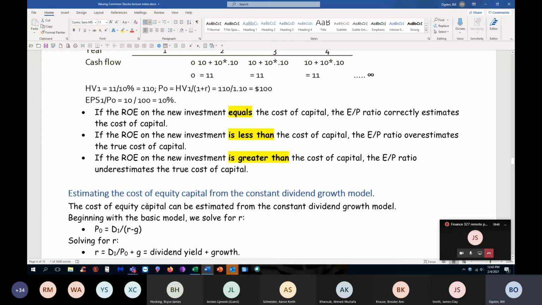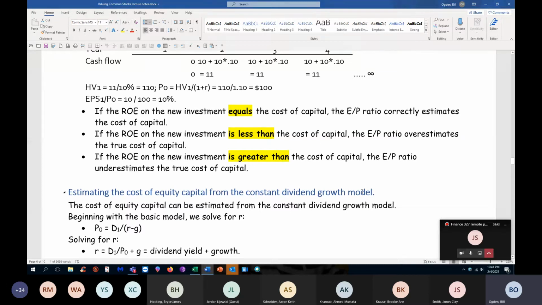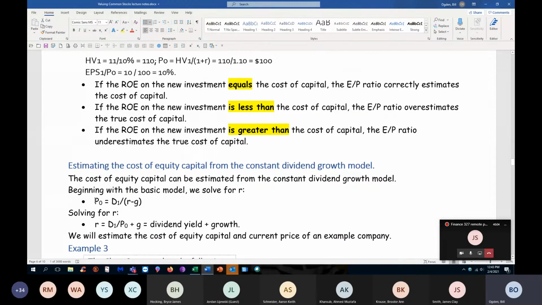All right. Now, one of those models you can use, of course, is estimating the cost of equity capital from the constant dividend growth model. So this is an estimate based on expectations, not so much based on the betas and the market risk premium and all this. This is based on the constant dividend growth rate model. So this is our model. And if we solve this for R, we get this nice little model which says D1 over P0 plus G. So it's the sum of the dividend yield plus the growth.